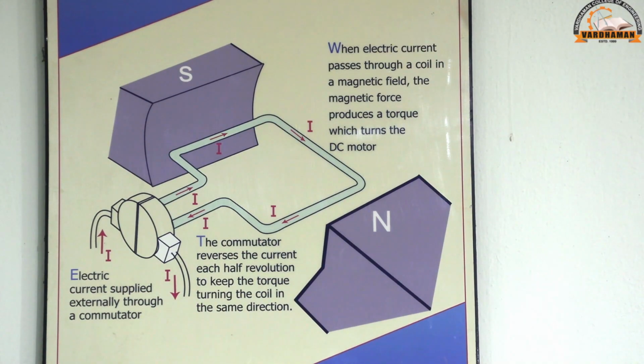Again, the current carrying conductor will produce flux. So we have two types of fluxes. One type of flux is from the magnet, that is North Pole to South Pole, and the other type of flux is produced by the current carrying conductor. When the two fluxes interact with each other, a force is exerted, and that force acts perpendicularly on the conductor, which pushes the conductor to move. Thus the rotation starts in the conductor.